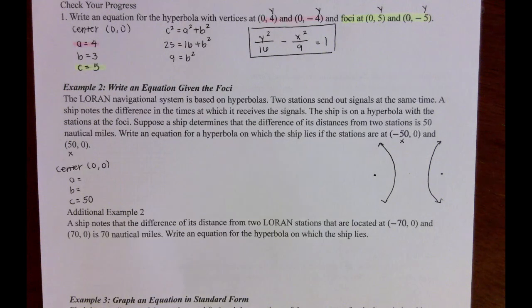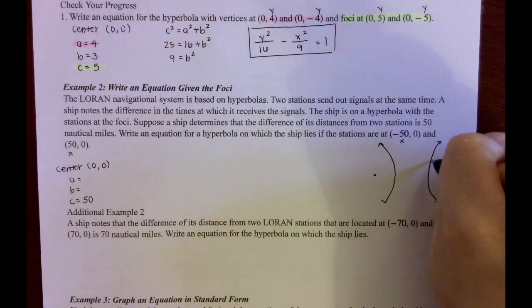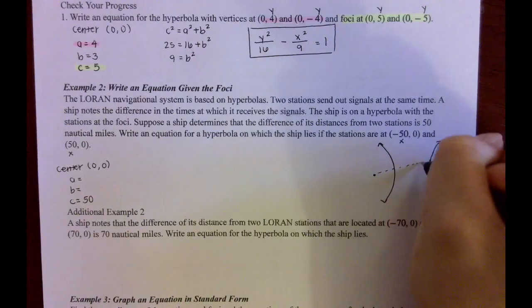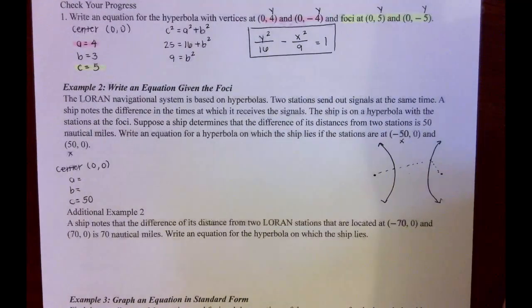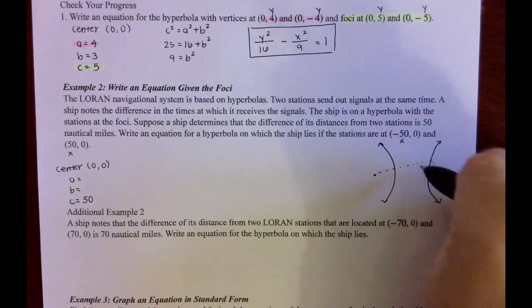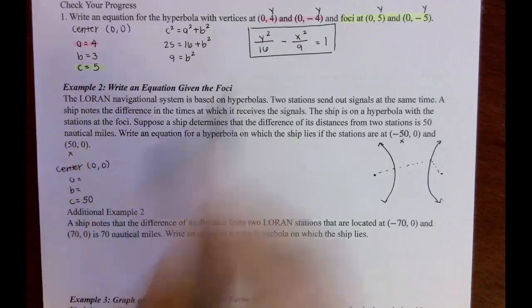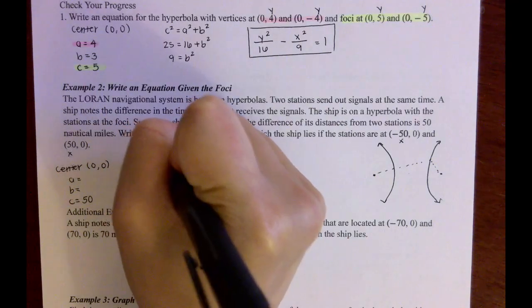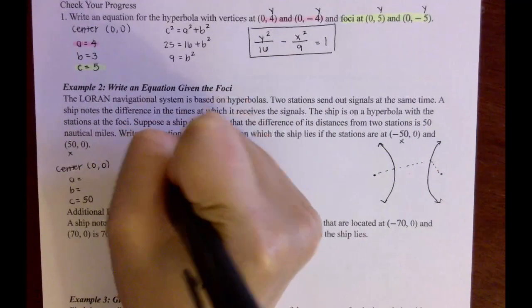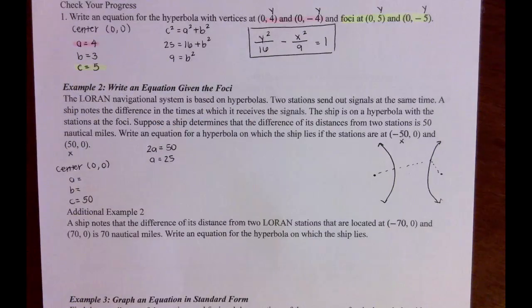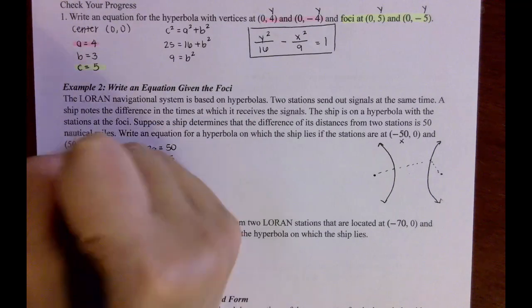In studying the intercepts, you can see that the difference of the distance from any point on the hyperbola to the stations is the same as the length of the transverse axis, or 2a. So what it means is like this point here, this distance here is 2a. And so if it's saying that it's 50 nautical miles apart, that means 2a equals 50, or a equals 25.